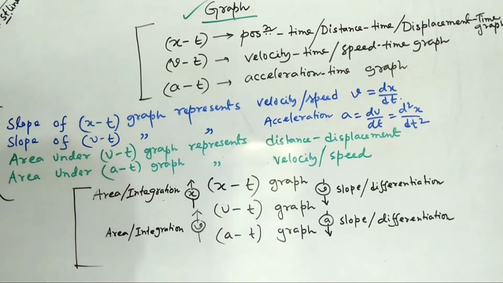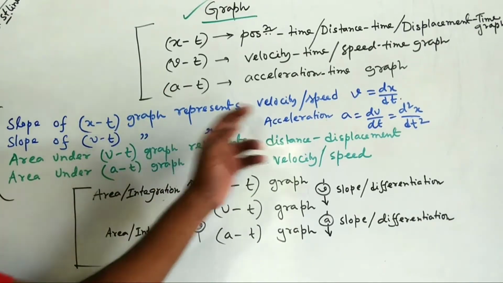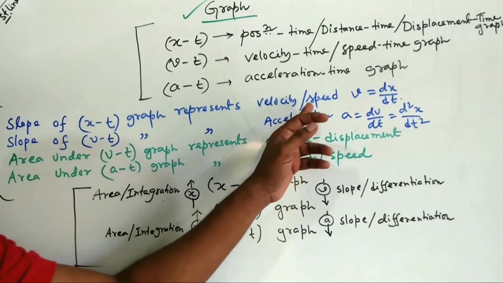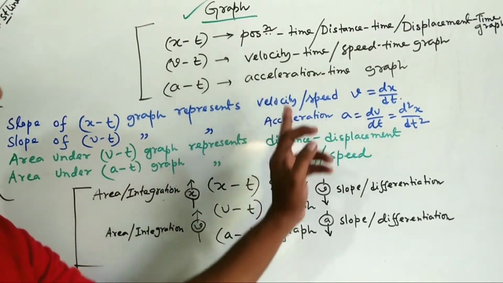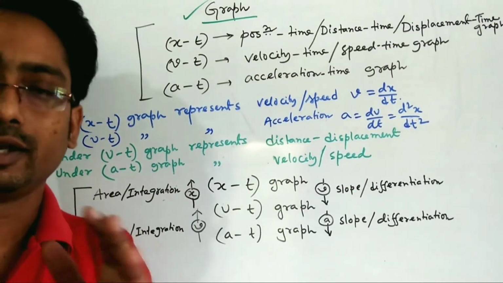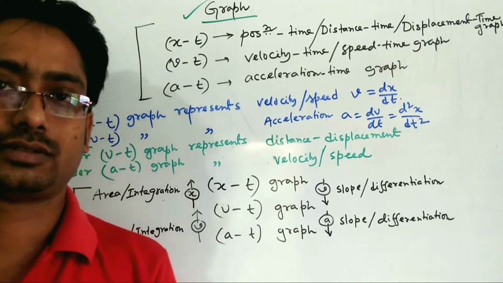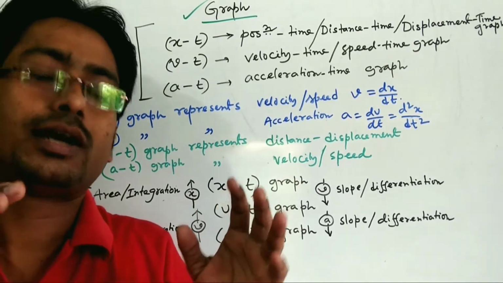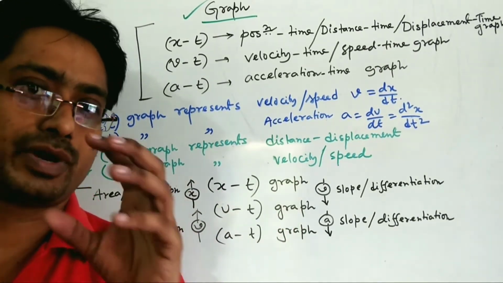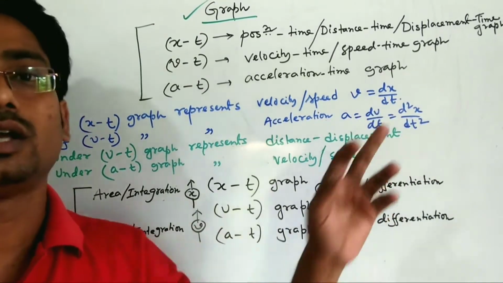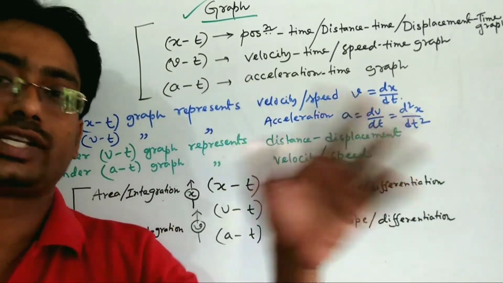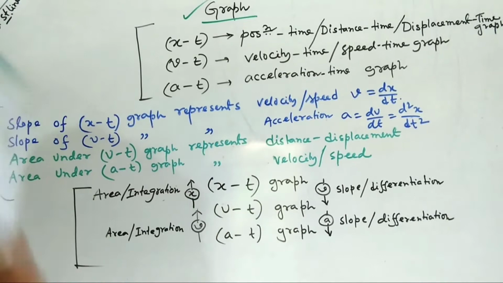The steepness of the xt graph represents velocity, or speed. V is equal to dx/dt. In my previous chapter, I have already discussed differentiation. It is actually a part of mathematics, but we'll use some of it here. I have already discussed it, so check it out in that video.